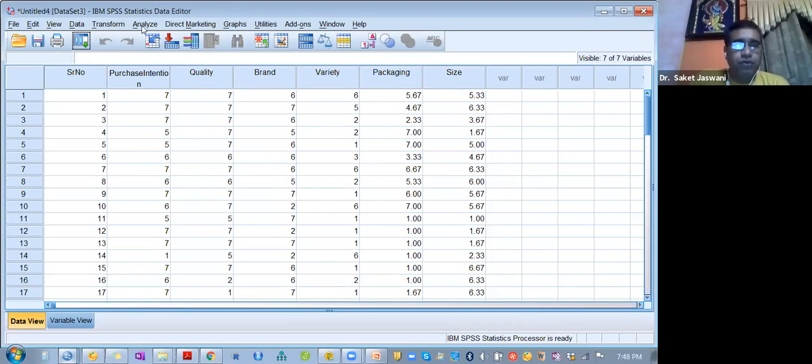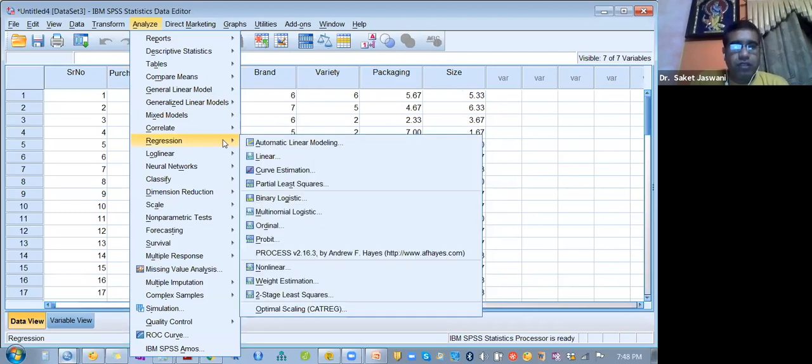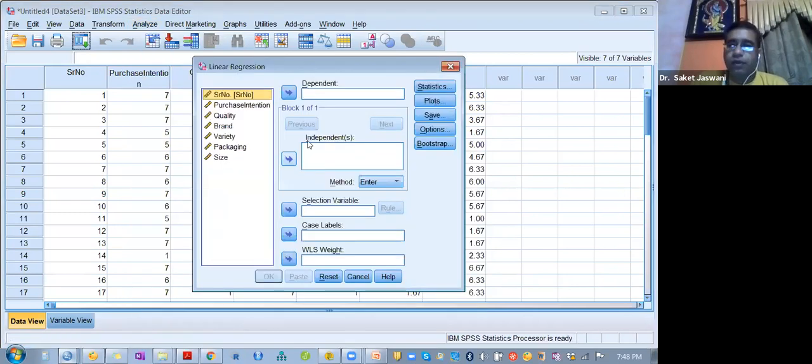So go to Analyze, go to Regression, click on Linear Regression, right? This window will open. Click on purchase intention. This is the dependent variable. Transfer it to the dependent box. The rest are all independent variables. Select all independent variables and transfer them to the independent box, right?